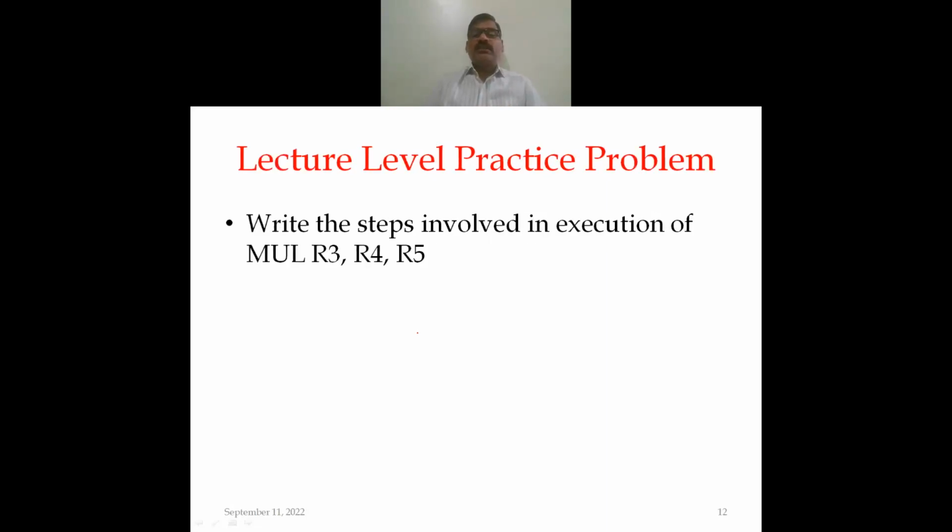So this is the lecture level practice problem. Write the steps involved in execution of this instruction: MUL R3 comma R4 comma R5. Which type of instruction is this? MUL comes under arithmetic instruction. Fine. So what are the 5 steps which are involved in executing this particular instruction?